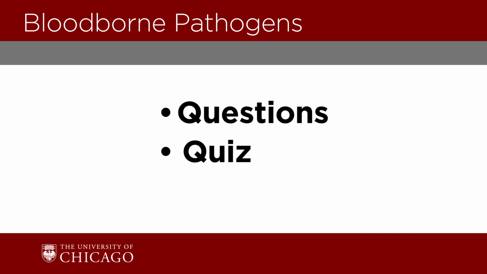If you have any questions or concerns regarding any of the content of this training, please contact Environmental Health and Safety at 773-702-9999 or email at safety@uchicago.edu. Thank you for completing the Bloodborne Pathogens training.